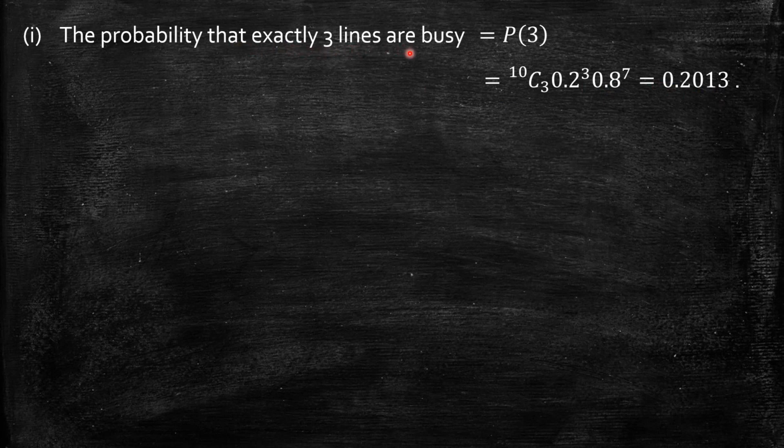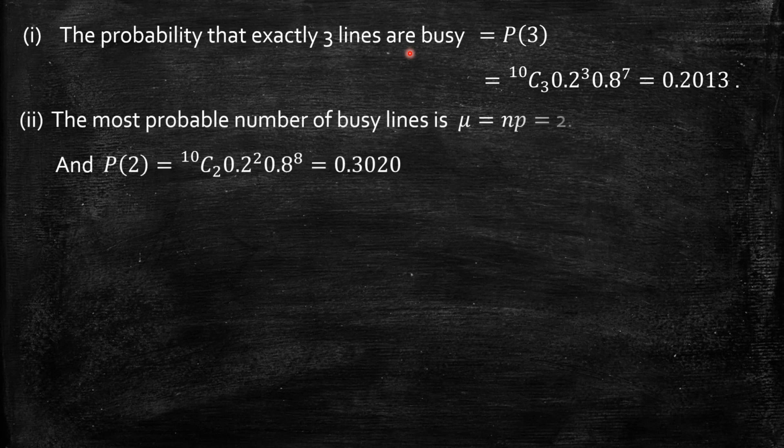The second problem, I need to find the probability of the most probable number of busy lines. The most probable number of busy lines is nothing but the mean, which is np. Mu is np, where n is the total number of trials taken and p is the probability of busy lines, 0.2. So 10 into 0.2, that is 2. So the most probable number of busy lines is 2.